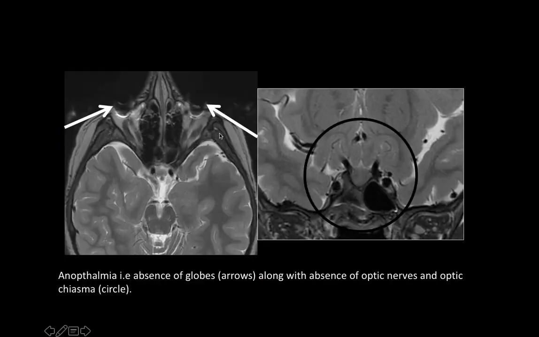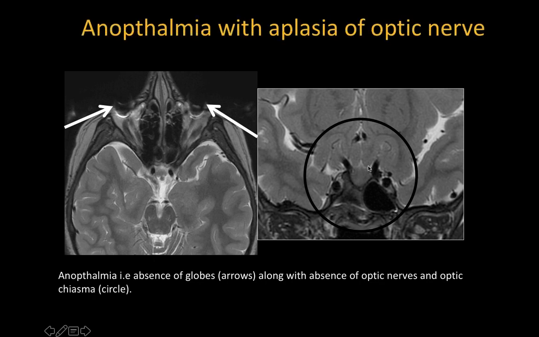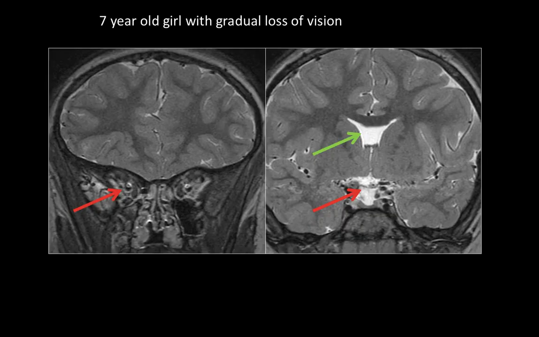So coming to the congenital category, here we see T2 axial and T2 coronal weighted images where there is complete absence of the globe, that is anophthalmia, associated with absence of both the optic nerves and the optic chiasm. This is a very rare pathology. So this is anophthalmia with aplasia of optic nerve and optic chiasm.